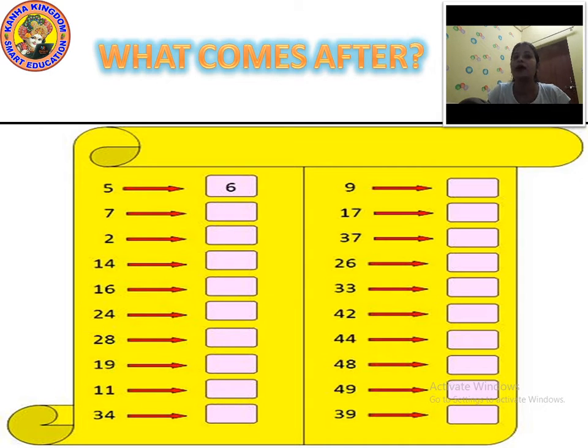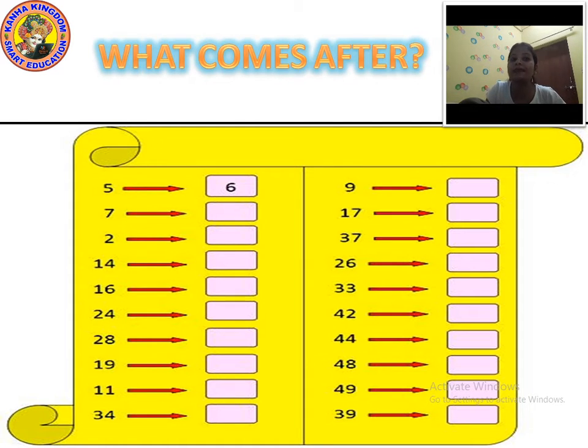Okay. Now let's see the next number. The next number is 24. Now let's find out what comes after 24. Let's start counting from 21. 21, 22, 23, 24, 25. Okay. 25 comes just after 24. So after 24, 25 will come. So we will write here 25.